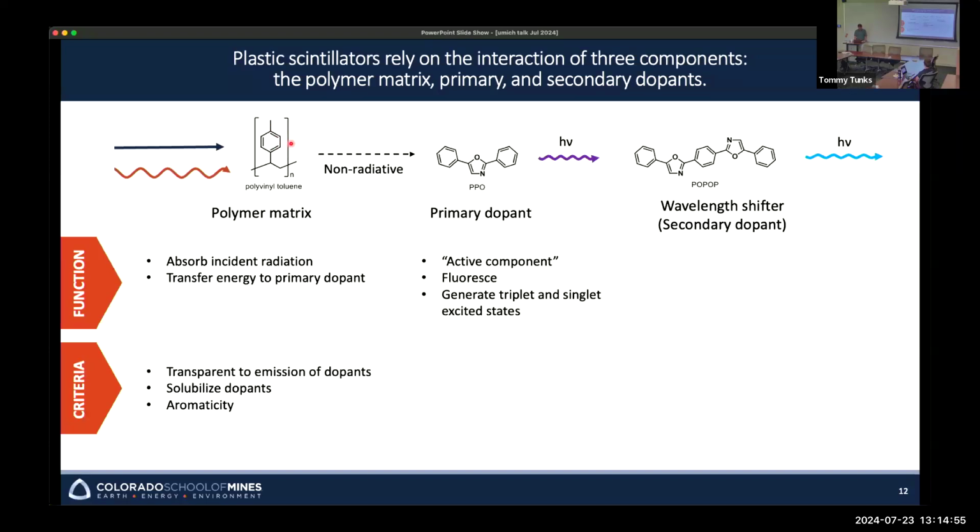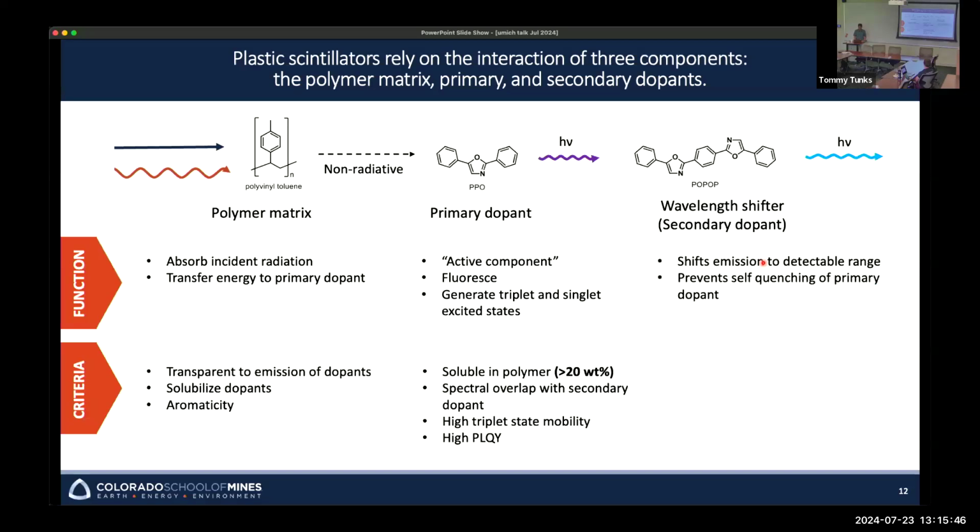The function of the primary dopant is to actively absorb ionizing radiation. It's also fluorescing, so it has to have a high fluorescent quantum yield. It should generate singlet excited states and triplet excited states, and that triplet energy state needs to be mobile so it can diffuse. It needs to be soluble in these matrices upwards of 20 to 25%. The spectral overlap with the secondary dopant needs to be high. So as these materials fluoresce, all of that energy needs to line up with the absorption band of the wavelength shifter, and then that is absorbed by the wavelength shifter, and then that emits to the detector.